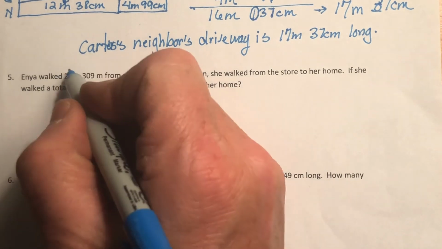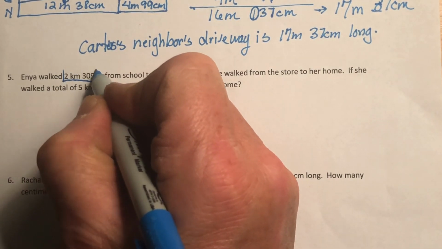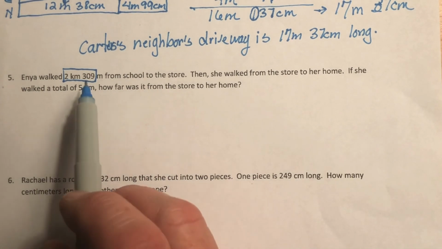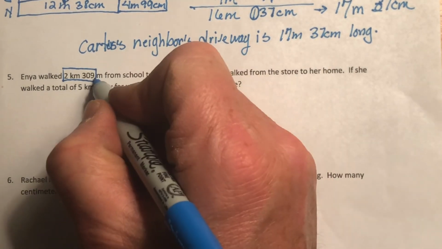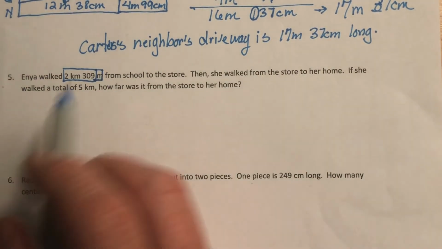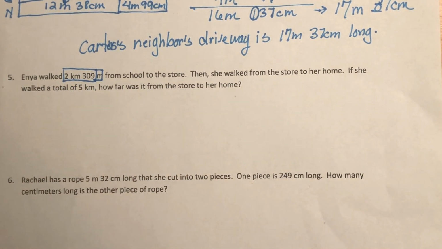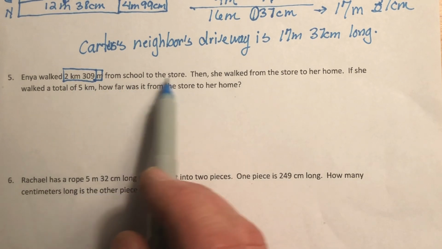I'm gonna go back and look at this here. This here shows 2 kilometers, 309 meters. So if I remember correctly, I gotta box in that meters as well. There's 1,000 meters to 1 kilometer. And I remember kilometers from Shaker Road all the way to Scoops. All right, so she walked that far from the school to the store.